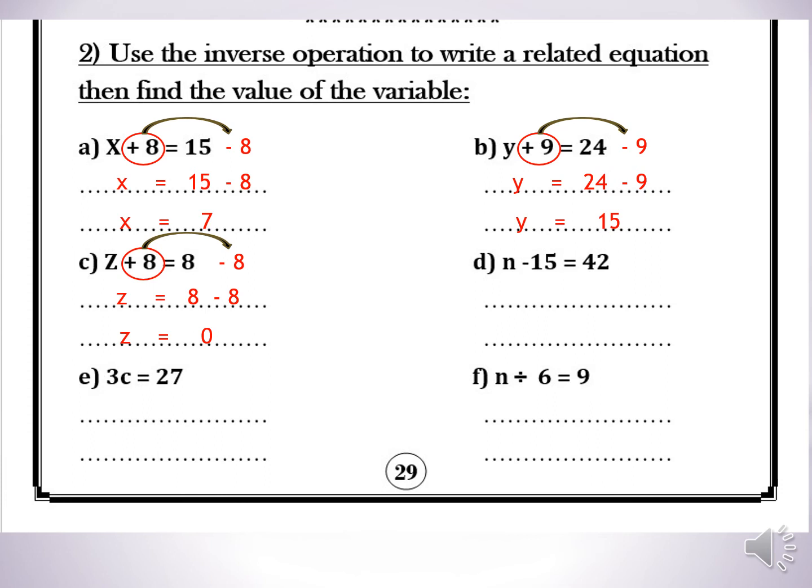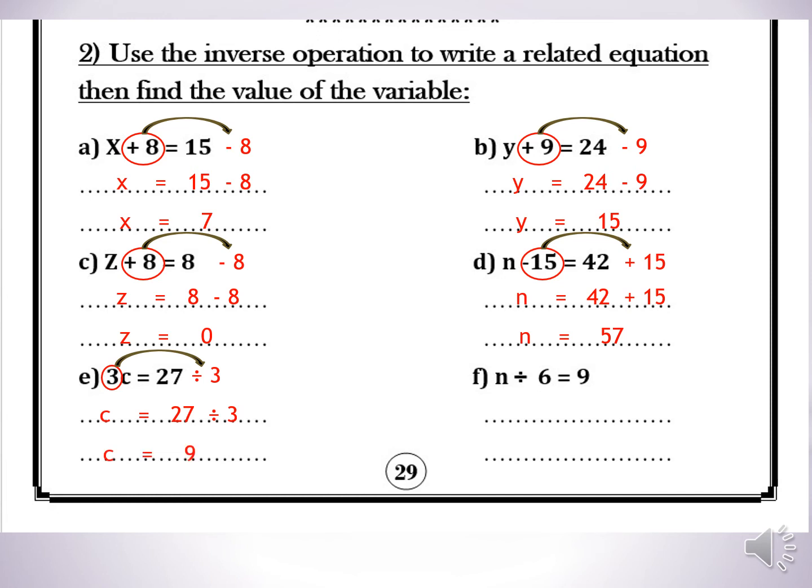In letter D, n minus 15 equals 42. Circle minus 15, send it to the other side with the opposite sign, so it will be plus 15. So n equals 42 plus 15, n equals 57. In letter E, 3c equals 27. Circle 3, send it to the other side with the opposite sign. Here I have a hidden multiplication, so it will be division. So 27 divided 3. So c equals 27 divided 3, so c equals 9.